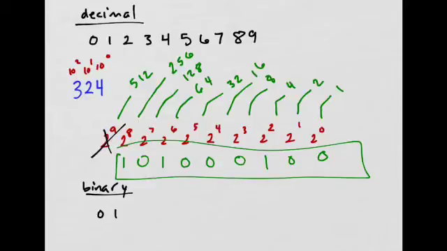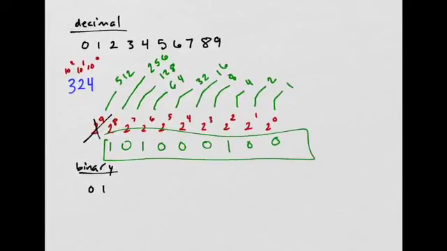Like, oh, wait a minute, can't we just have 3 8s? No, we can't have 3 8s because we can only have 0 or 1 of each of these places. So this is 324 in base 2. That's the same thing as 324 in base 10. Hopefully that makes sense. In the next video, I'm going to do it a different way.